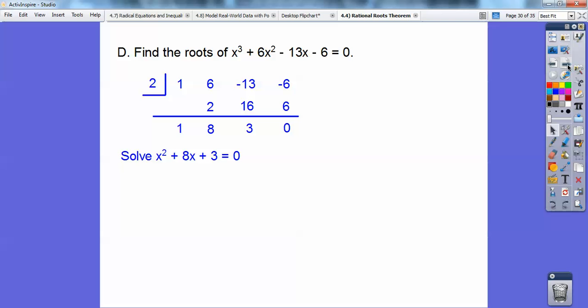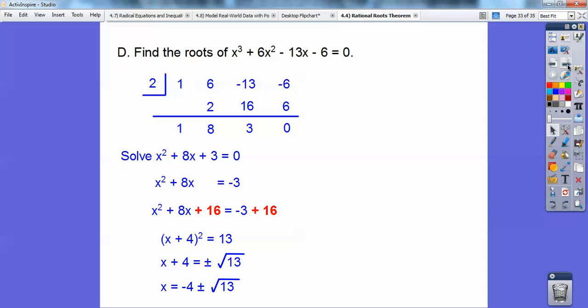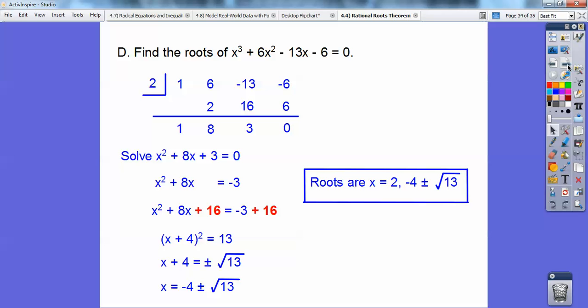That doesn't factor, but this is a complete the square one. I'm going to take half of 8, which is 4. 4 squared is 16. Factor, and you get -4 plus or minus root 13. Don't forget the 2 was the other root right there. And that's it. Rational Roots Theorem is one of the fundamental theorems in pre-calculus.